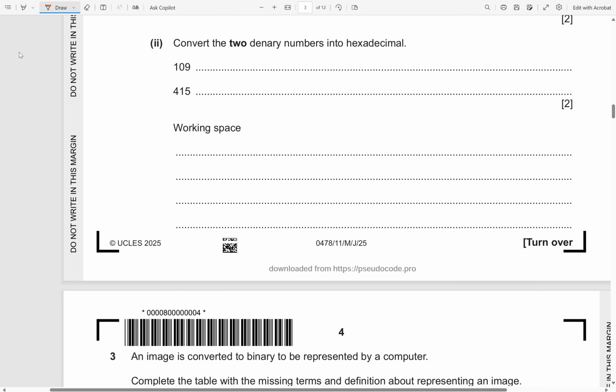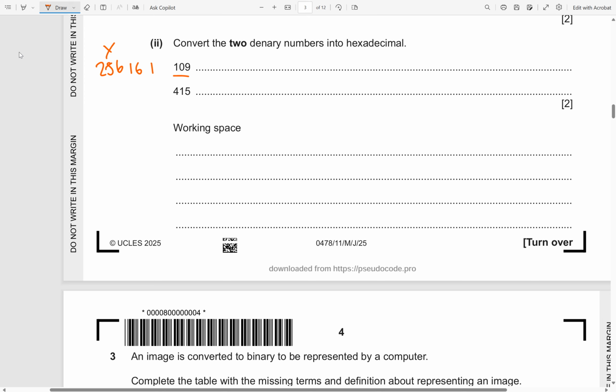So then we just want to go the other way by converting the 2 denary numbers into hexadecimal. The way we can do this again is to write out the positional values. The first one is just going to be 1, then 16, and then 256. Now 109 is smaller than 256, therefore we don't need this. We only need to go up to the 16th position.